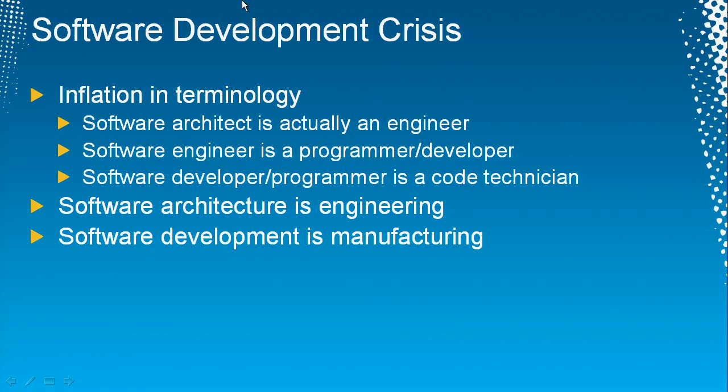Now, why do we call it the software architect? Because the term software engineer is already occupied. It's occupied by developers, programmers. So it's actually an inflated term. When we say software architect, we actually mean a software engineer. But we have to inflate the term because the software engineer term is occupied by programmers. And if you have the title developer, you're merely a code technician. Sometimes I call them, in frustration, code molesters.